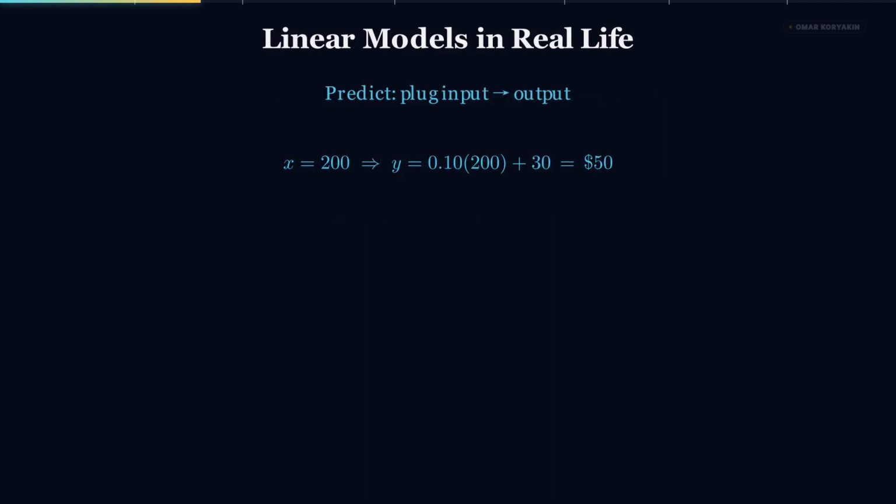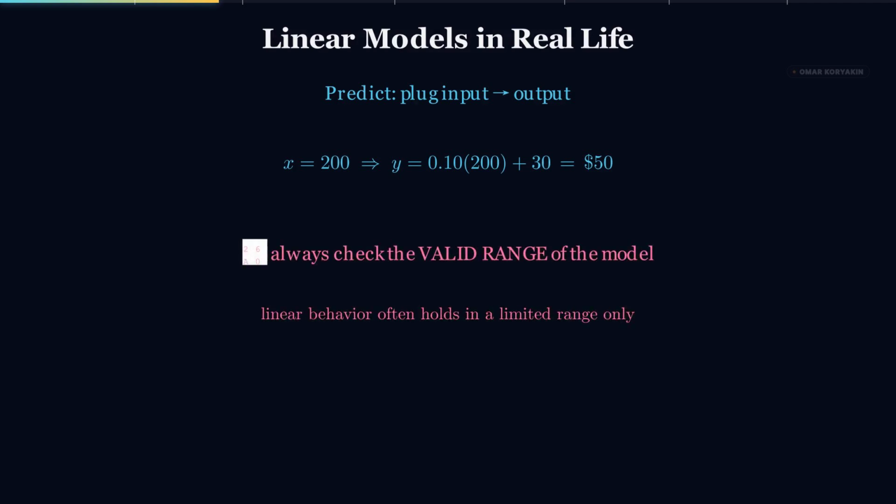Step 6. Use the model to predict y at any input x by direct evaluation. Substitute x and compute y. The prediction is the model's estimate of the output at that input, valid within the model's valid range of inputs. Real-world quantities sometimes deviate from linear behavior outside the valid range, so always check that the input is within range before trusting the prediction.